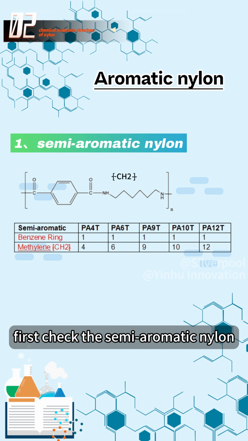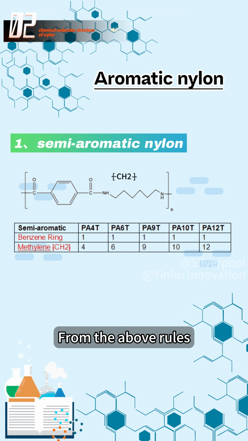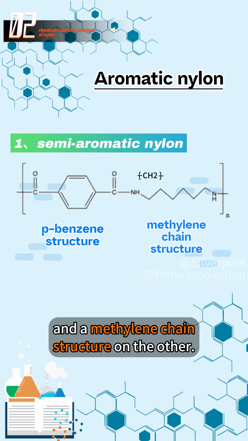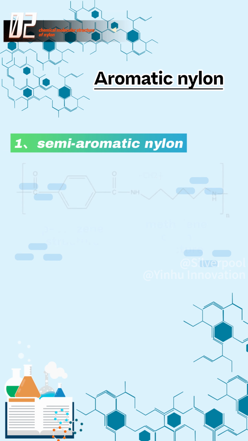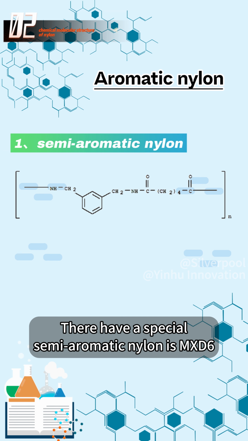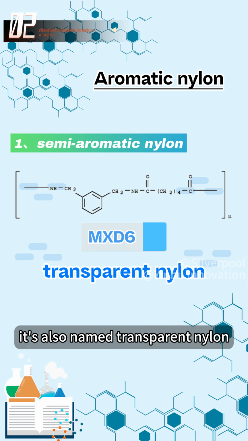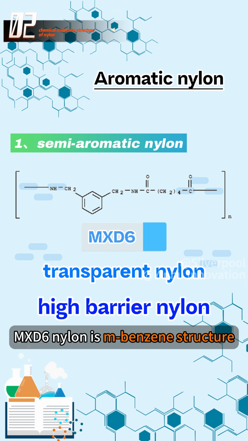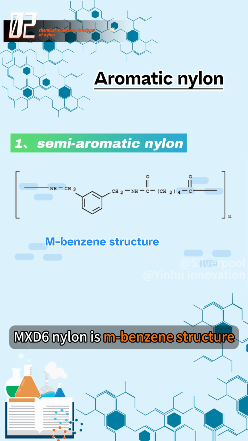First, check the semi-aromatic nylon. From the above rules, we found that semi-aromatic nylon has a p-benzene structure on one side and a methylene chain structure on the other. There is a special semi-aromatic nylon, MXD6. It's also named transparent nylon, and also called high barrier nylon due to its high modulus. MXD6 nylon has an m-benzene structure.